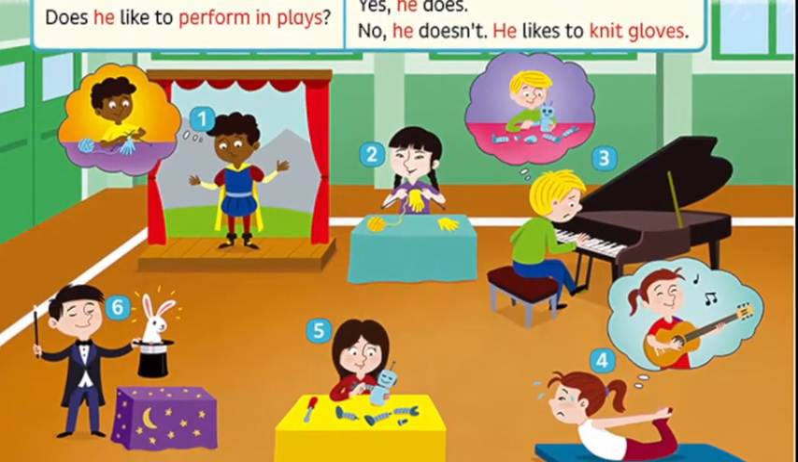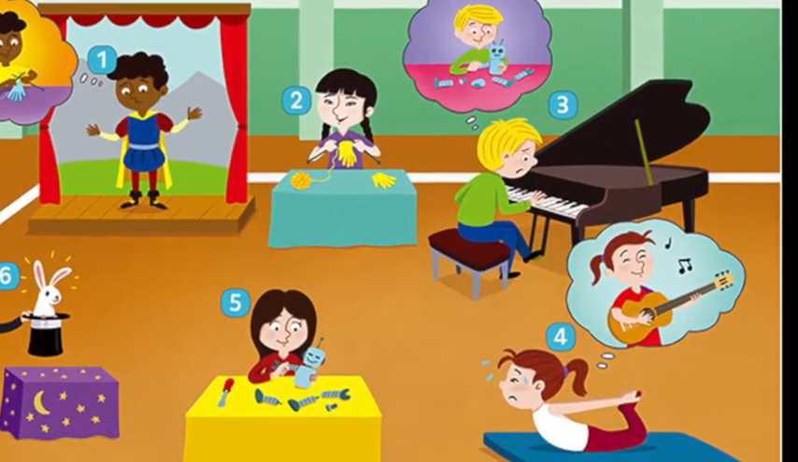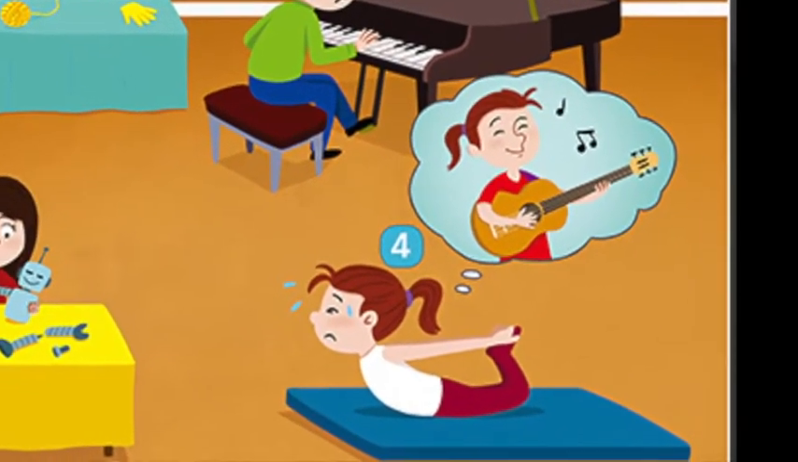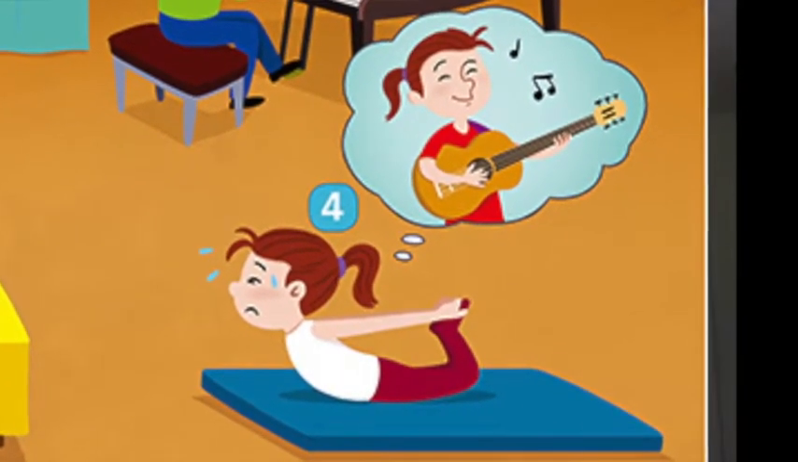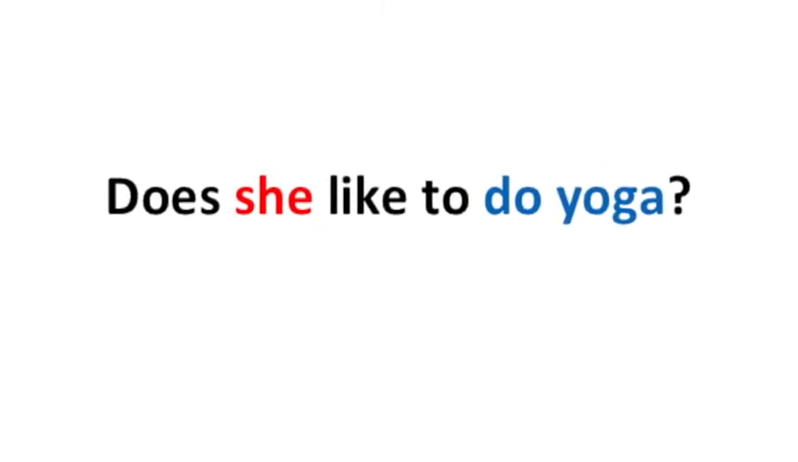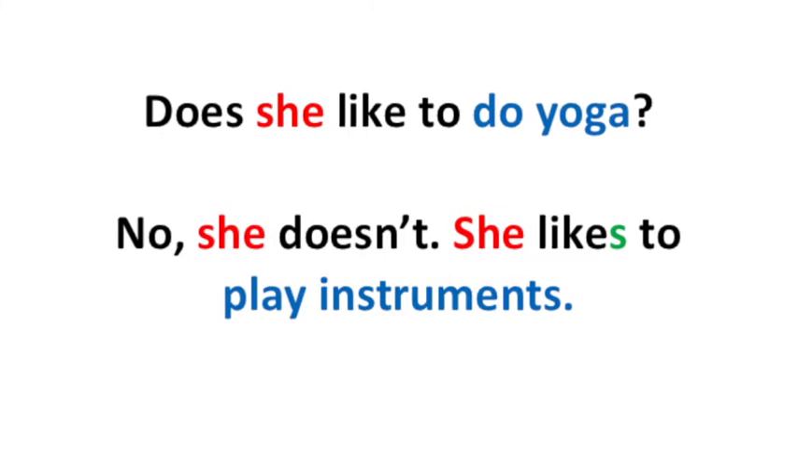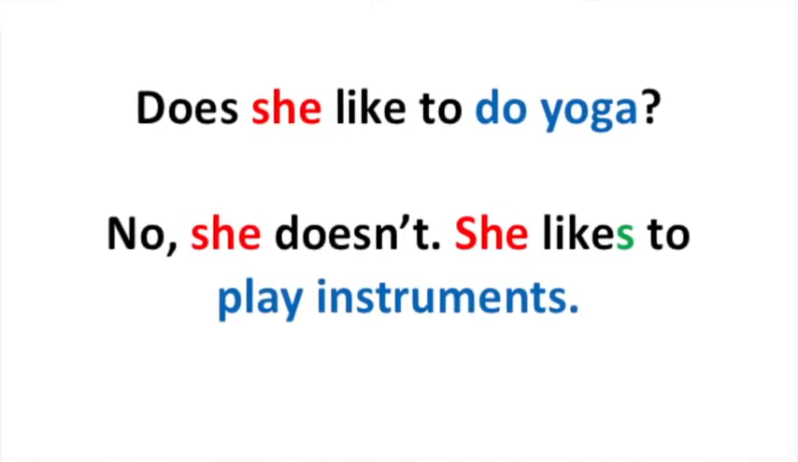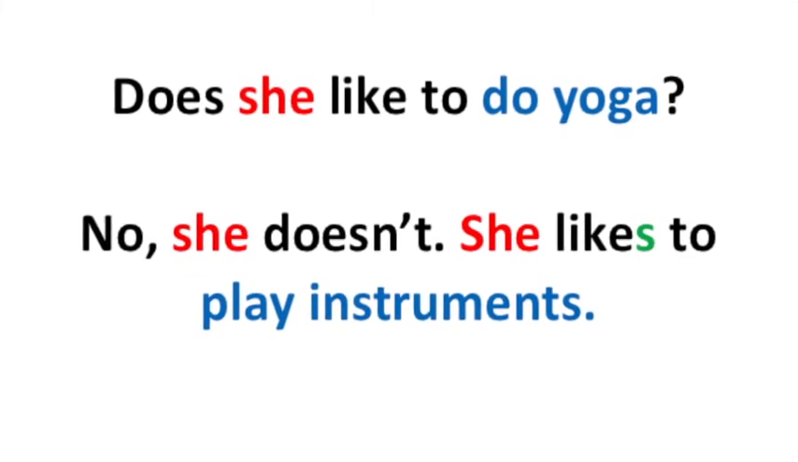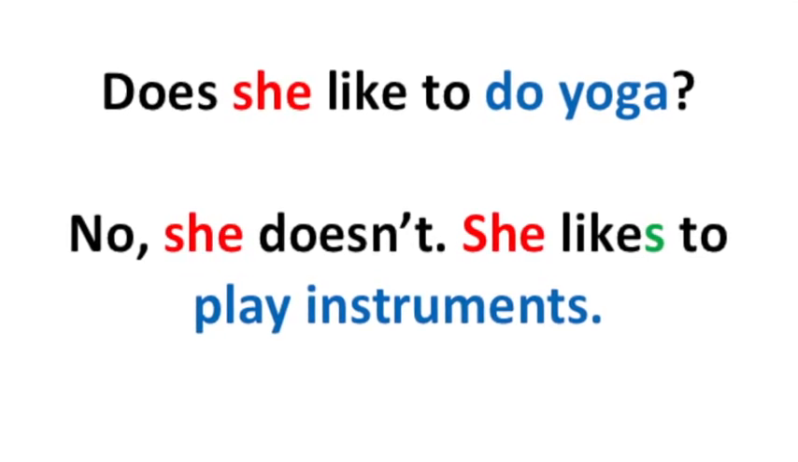Number four, we have a girl. The girl is in yoga club. So the question is, does she like to do yoga? No, she doesn't. She does not like to do yoga. What does she like? She likes to play instruments because she is playing a guitar.